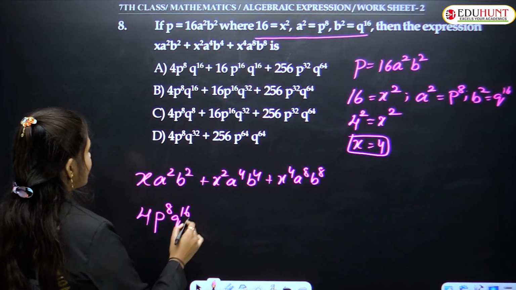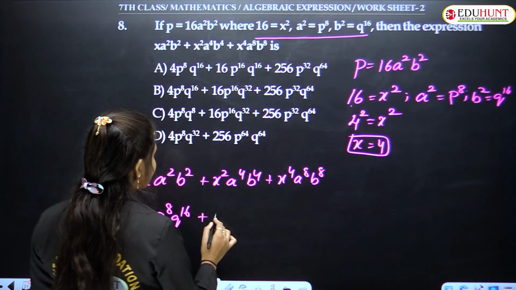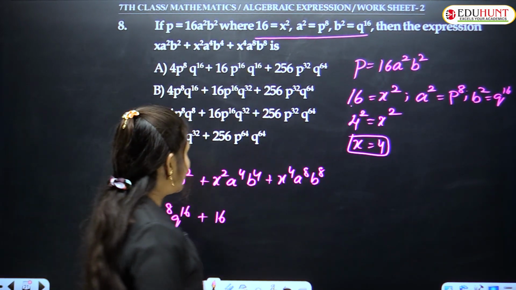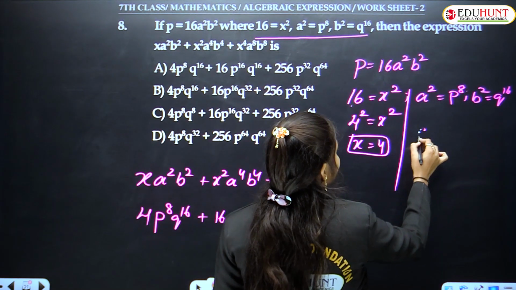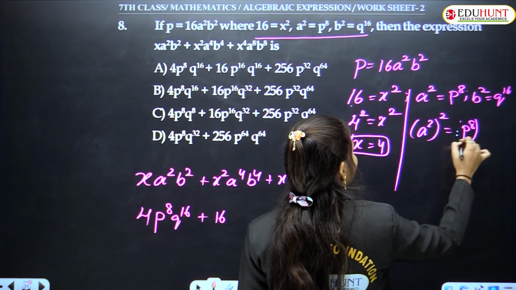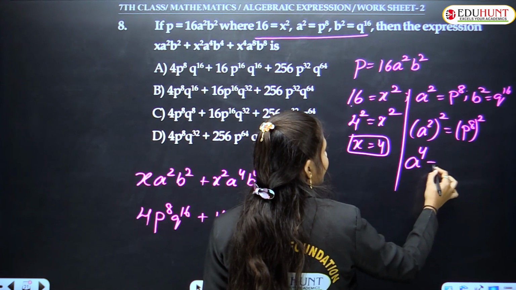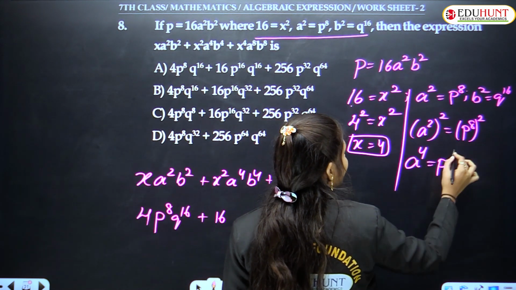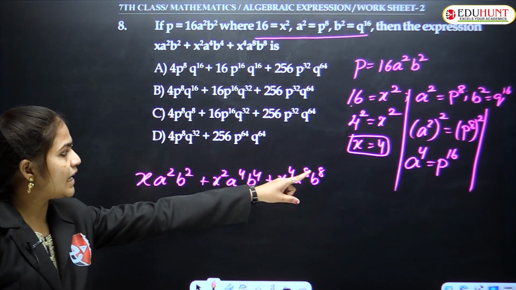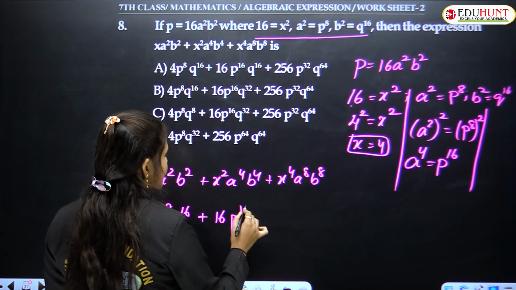Clear ma? Yes. Plus x square means already they given 16 and we know that a square value only, no? But here see that a square whole square is equal to p power 8 whole square. So a power 2 into 2 is 4. Then here a power 4 is equal to p power 8 into 2 is 16. Understand ma? As per that one, a power 4 value is p power 16.